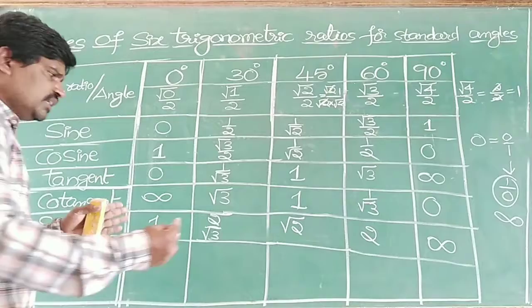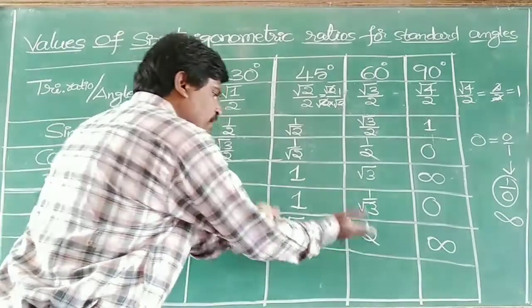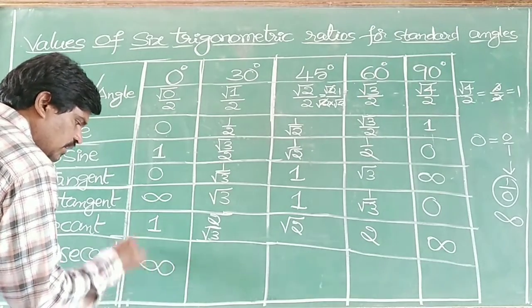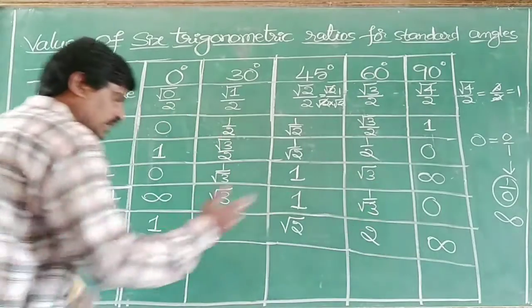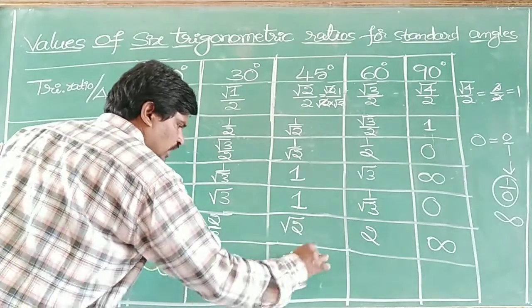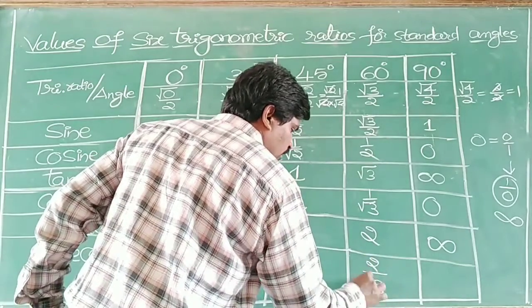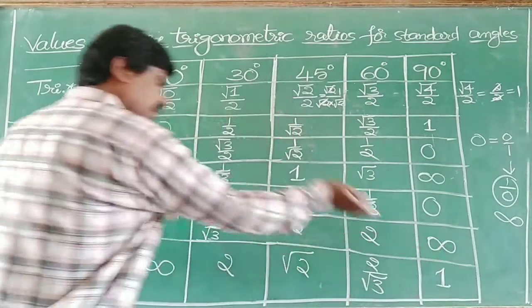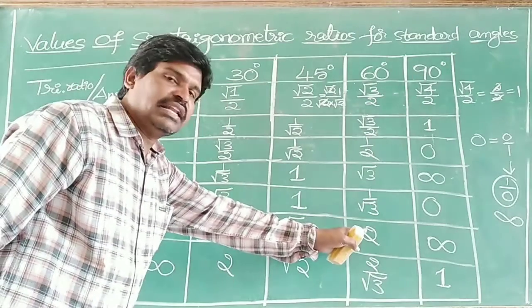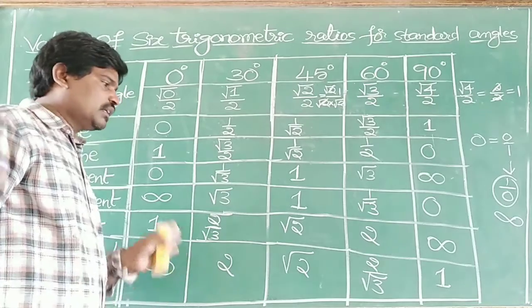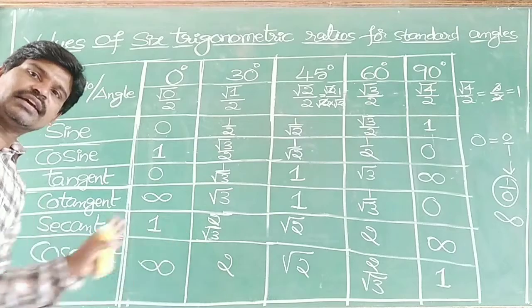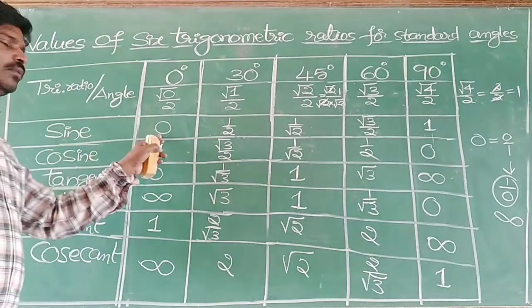Okay. In the same way, whatever I wrote for secant, make it reverse, you will get cosecant. So first what is there? Infinity. Infinity I have. Whatever the last one is, you write as first. Next we get 2, and next root 2, and next 2 by root 3, and finally 1. Just make it reverse. The last one as first, and from the last the second one is second from the first. Like that we are writing. We'll get cosecant values.